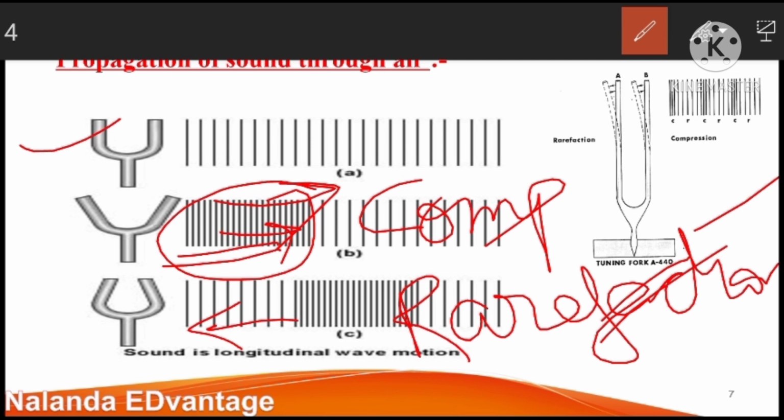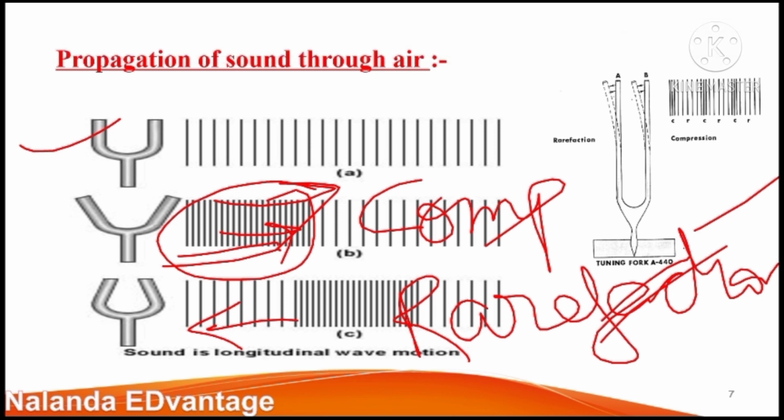This medium can be solid, liquid or gas, although you need to remember that in solids the sound travels the fastest, then in liquids and then in air. Sound does not travel in a vacuum at all. So sound requires a medium to travel, and it travels back and forth in regions of high pressure and low pressure, known as compressions and rarefactions. So this is the method by which propagation of sound occurs through air.